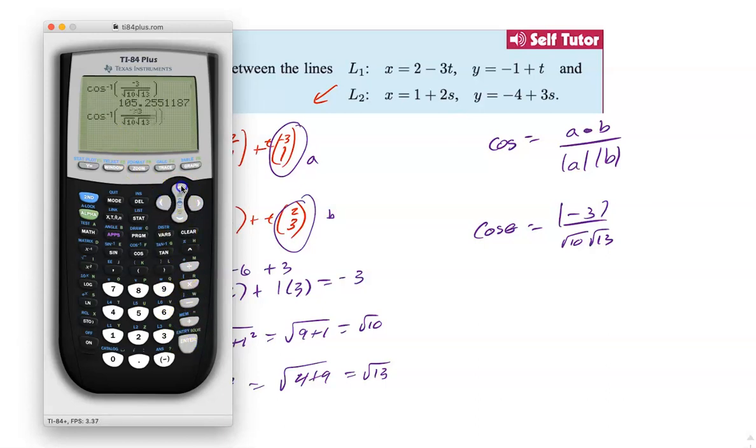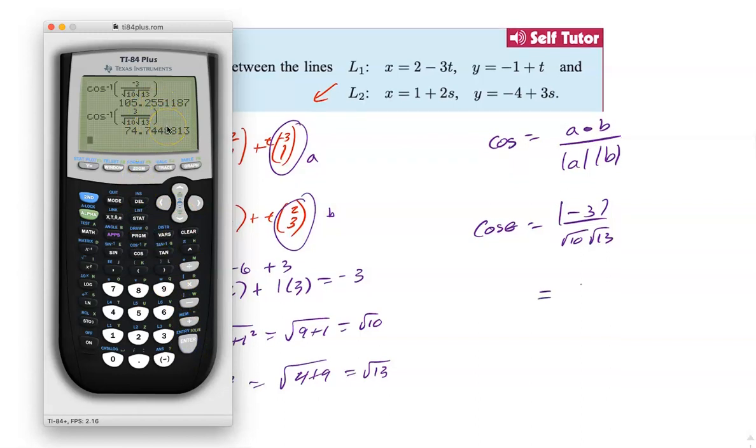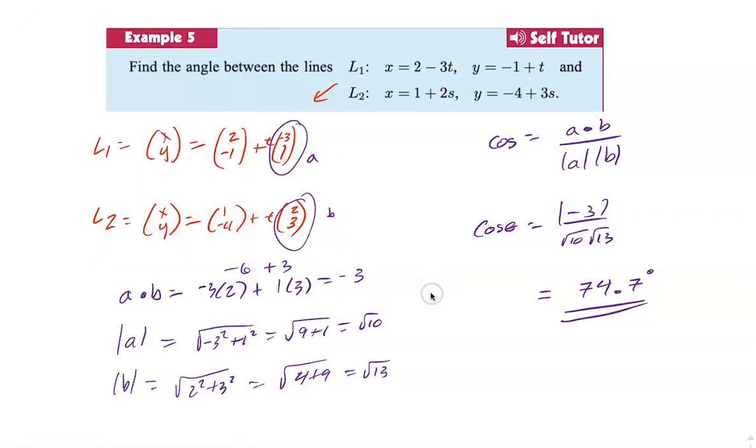Just to show you how it works, if I do that and delete this, I'm going to get 74.8. If you add these two up, you get 180. So they are supplementary. So in this case, again, for vectors, they generally want the acute angle unless otherwise stated. So we're going to say 74.7 is the answer.